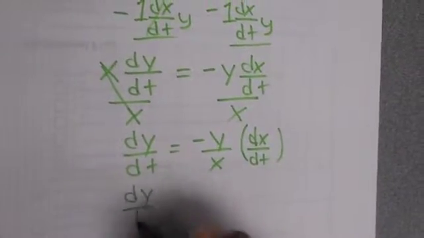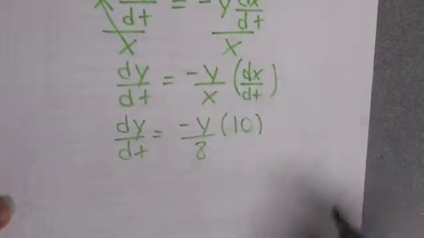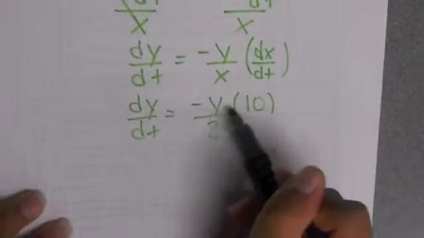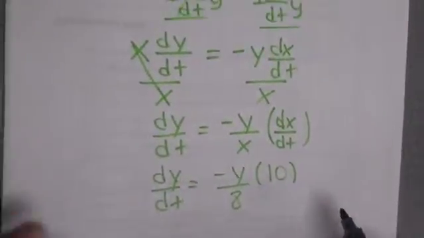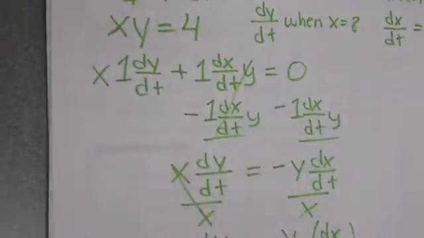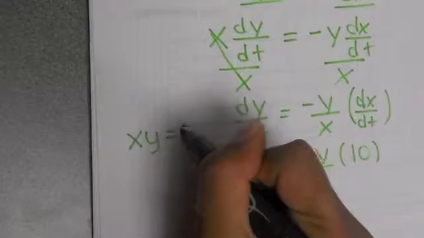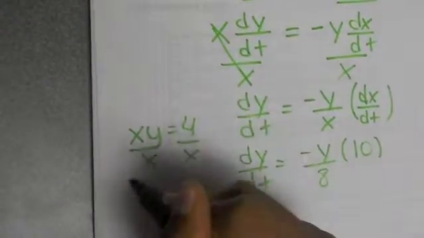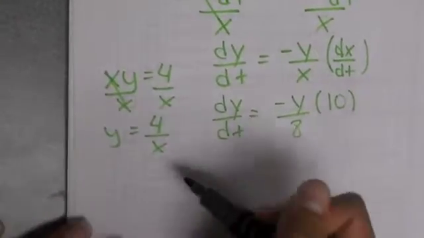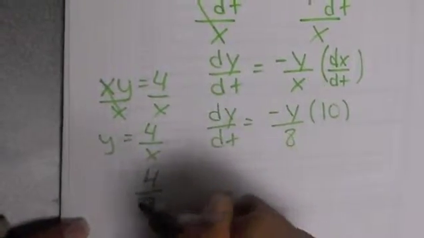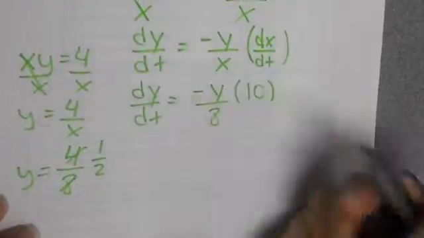So we have x is equal to 8 and dx over dt is equal to 10. So it's equal to negative y over 8 times 10. Now we have a variable, so we're going to try to find what y is equal to. We go back to the equation xy is equal to 4 and divide both sides by x. So y is equal to 4 over x. Since we know that x is equal to 8, we're just going to substitute it again. 4 over 8 is equal to y, and we are left with 1/2. So now we have found what y is equal to.